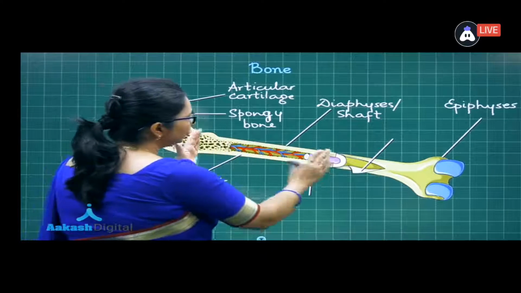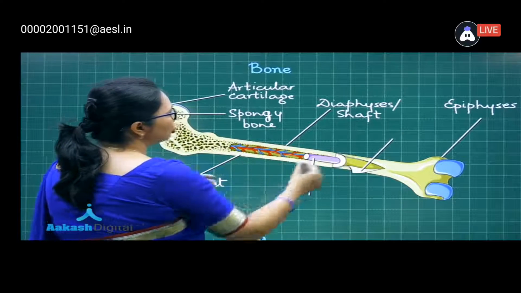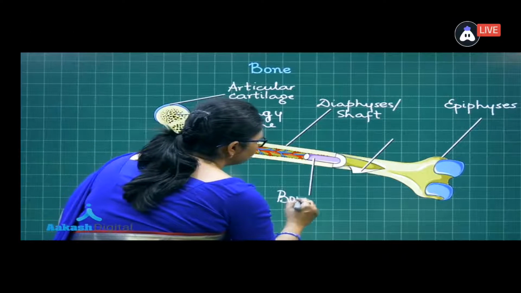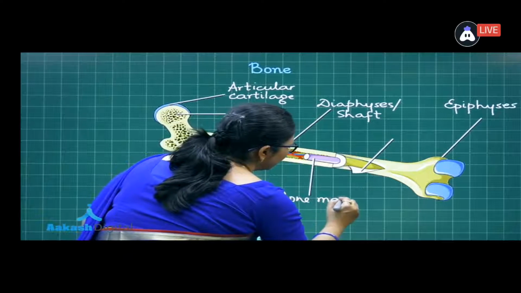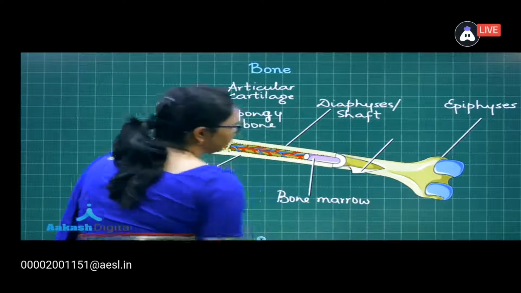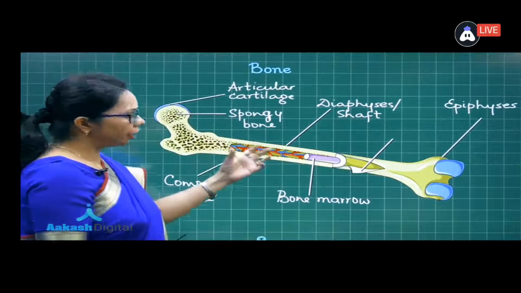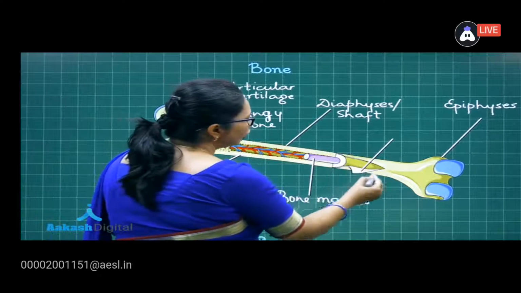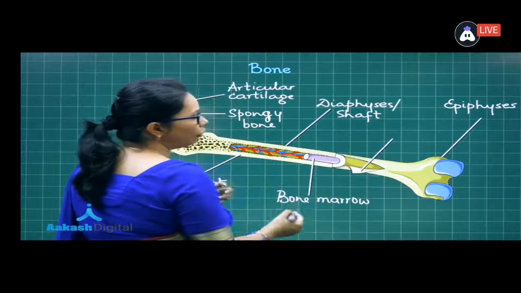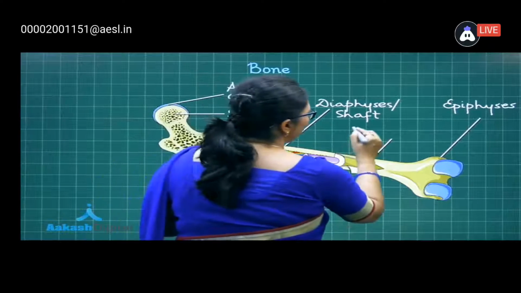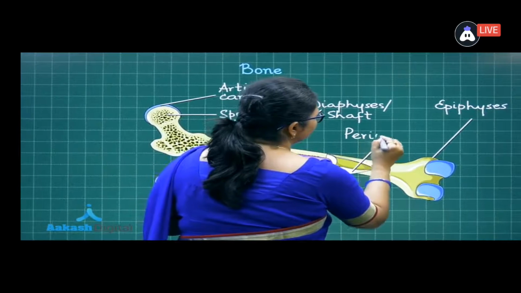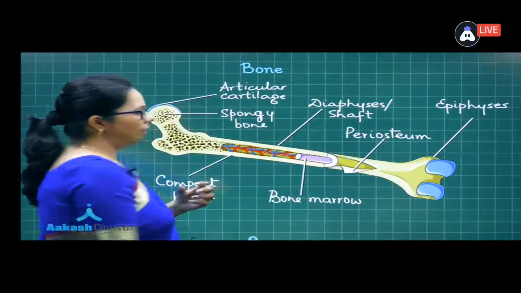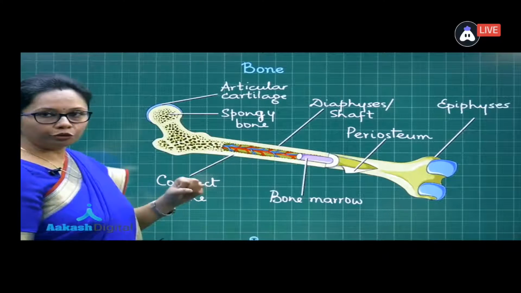Then inside the bone, if we cut through it, there is a cavity called the marrow cavity, and in this marrow cavity bone marrow is filled in. Bone marrow is also a connective tissue, the one called reticular connective tissue. And the bone is covered by a covering sheath made of dense irregular connective tissue, and this is the periosteum. So this is the gross anatomy of a bone.